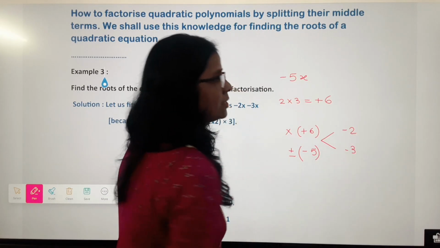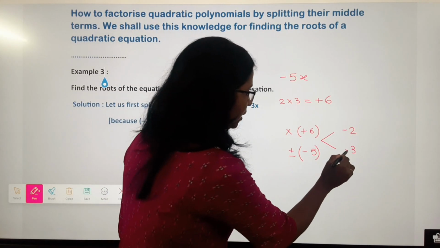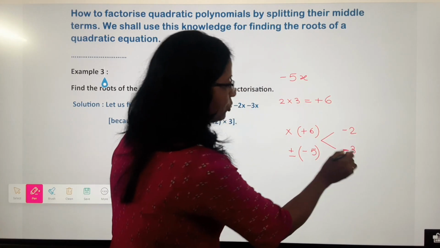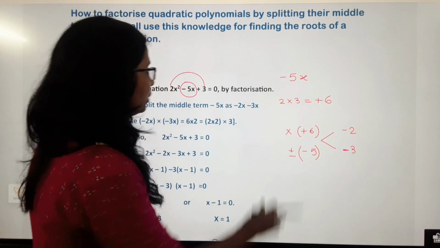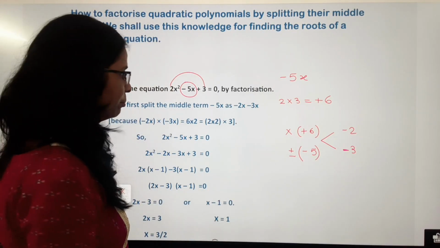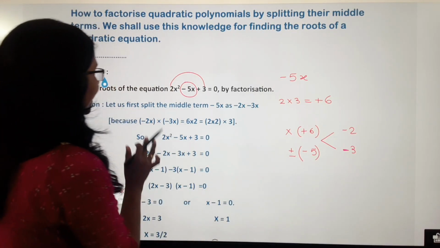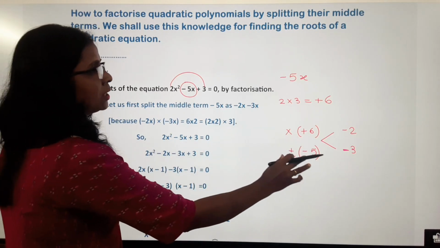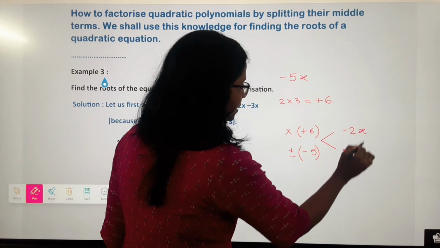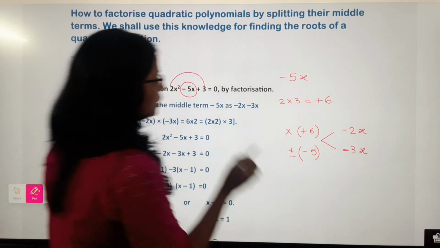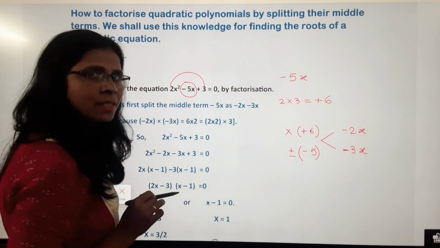That means 2 threes are 6. So minus 2 minus 3 is minus 5. And the product of these two, minus 2 and minus 3, is equal to 6. So these are the two numbers. So here we arrange these two numbers, minus 2 and minus 3, in minus 2x and minus 3x form, because here we use the x variable.